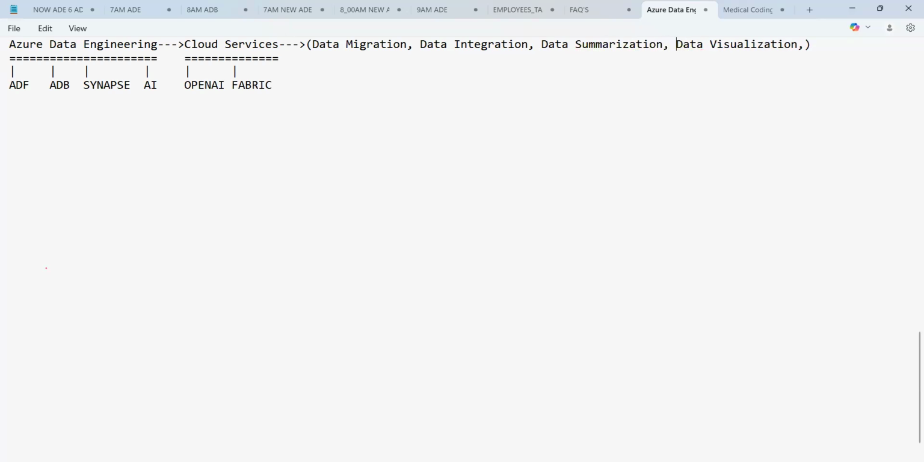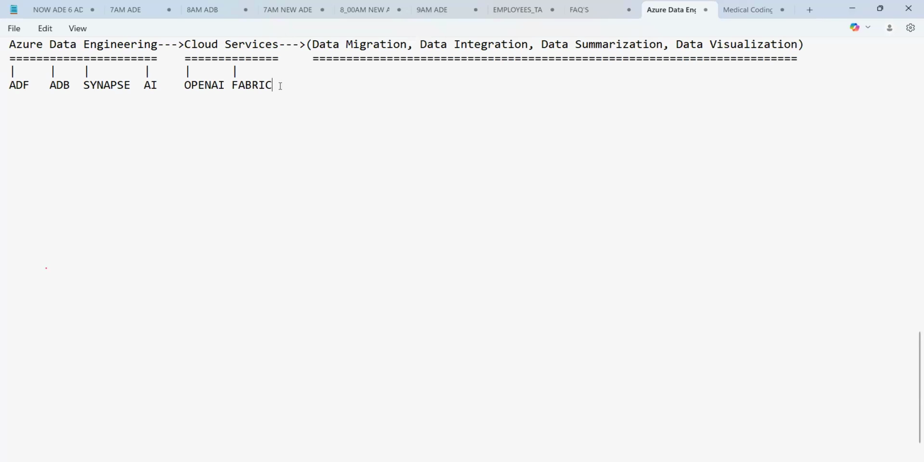Okay. So these are the tasks we can perform by using Azure Data Engineering. The first one is data migration, then data integration, then data summarization, as well as data visualization. So these are all the tasks you can perform by using Azure Data Engineering, guys.